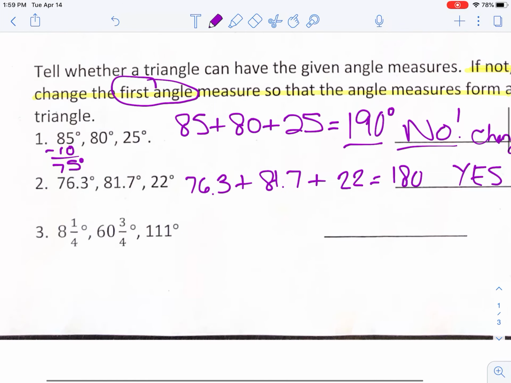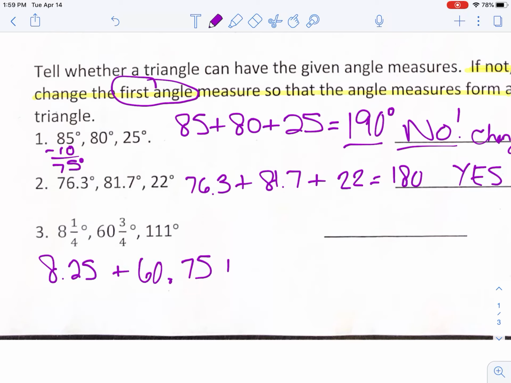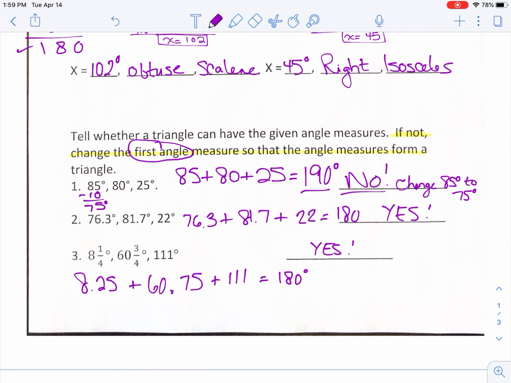And then number three. Here's some fractions. They're easy enough to change into decimals though. 8 and 25 hundredths plus 60 and 75 hundredths plus 111. If you add those up, you get 180 degrees. So yes, those three angles will form a triangle.